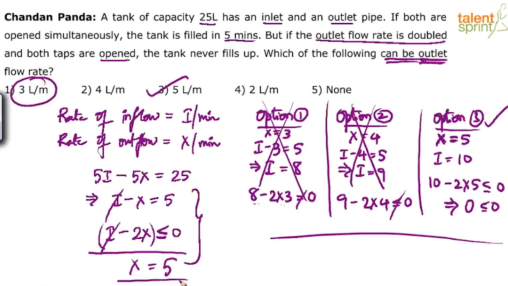So the break-even point I would say is 5 liters per minute. Which of the following can be the outlet flow rate? It can be 5. It can be 5.1, it can be 5.2, that way also is possible. Alright, so the answer to this question is option 3.